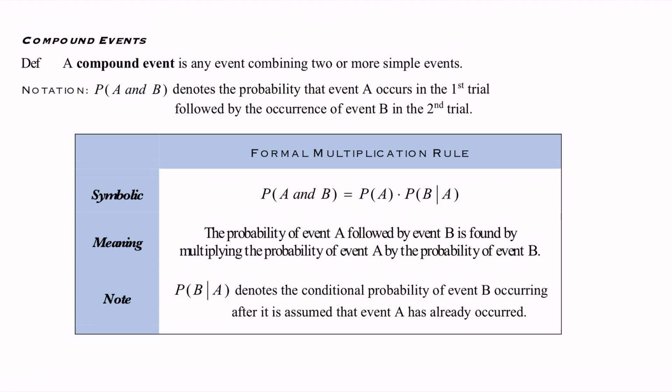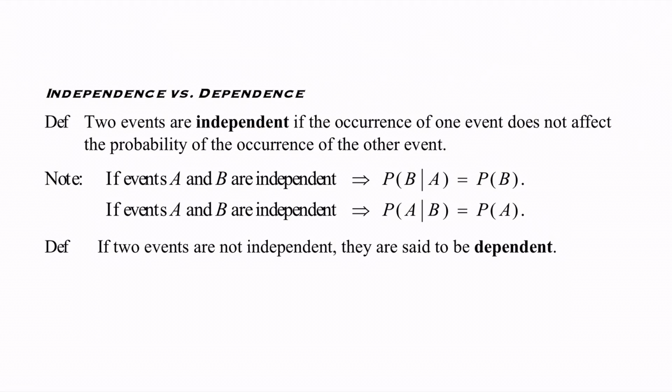And so the multiplication rule that we're seeing here uses the conditional probability of event A and the conditional probability of event B given A. So we'll think about what this means in a moment. But here let's think about independence of events.